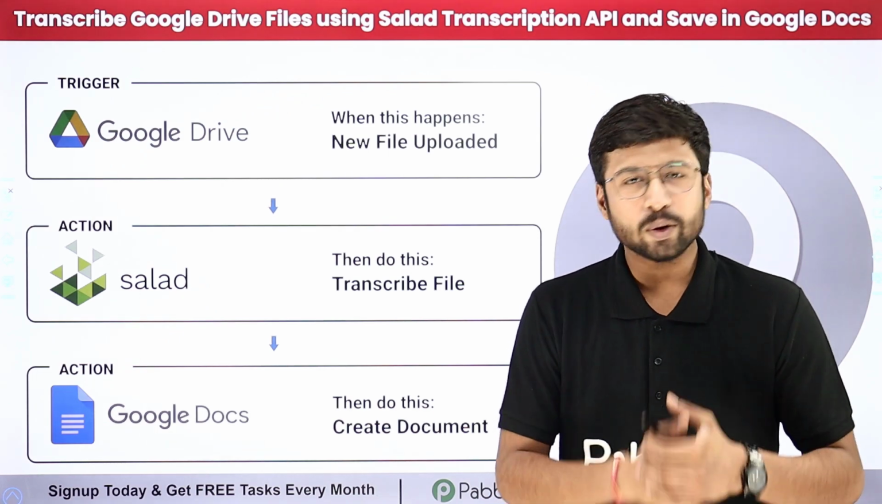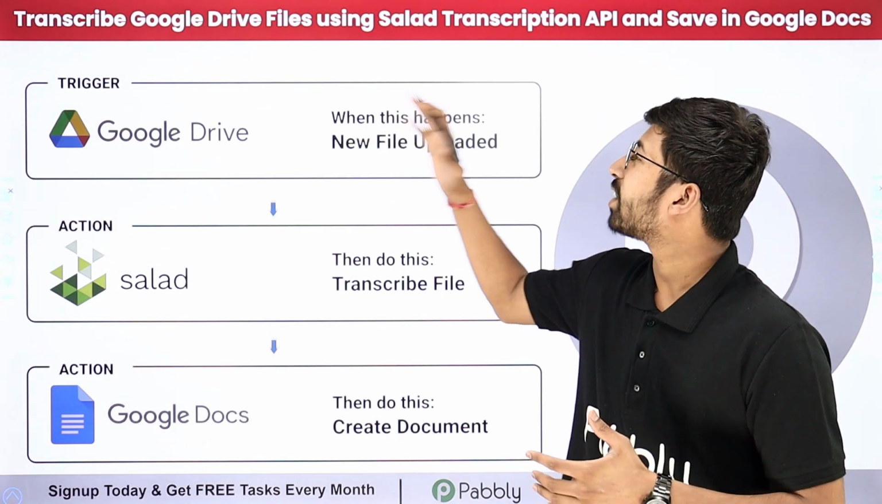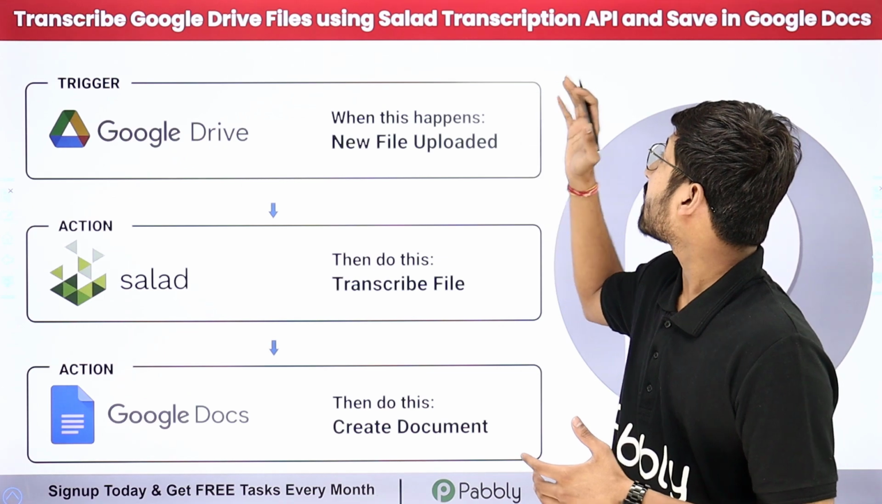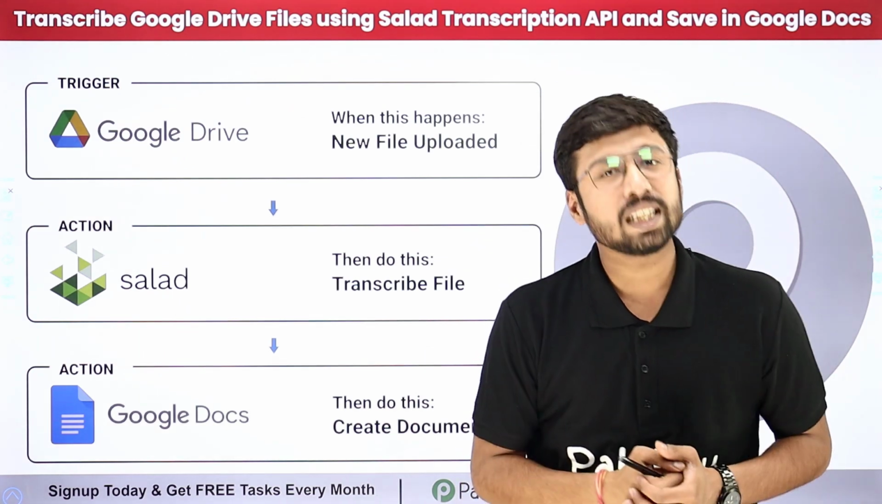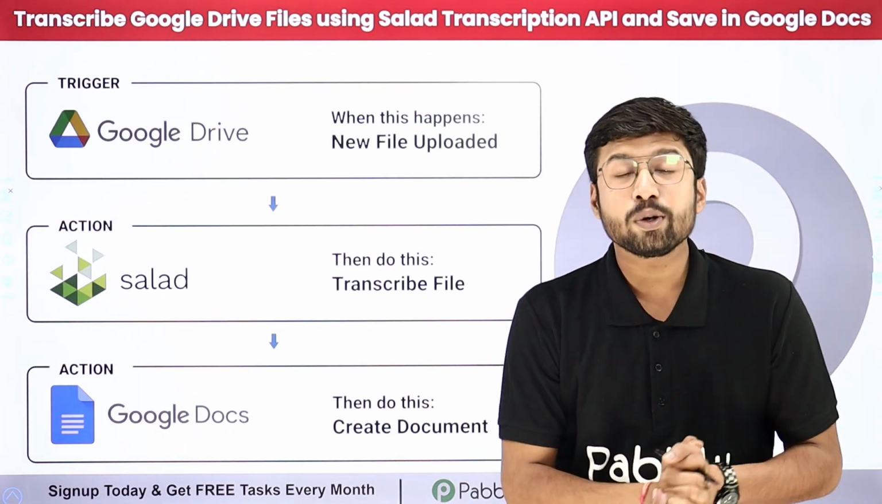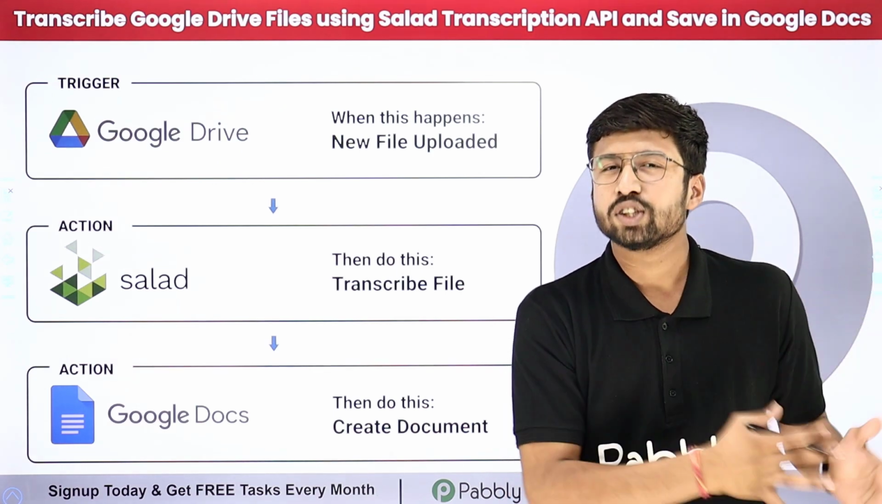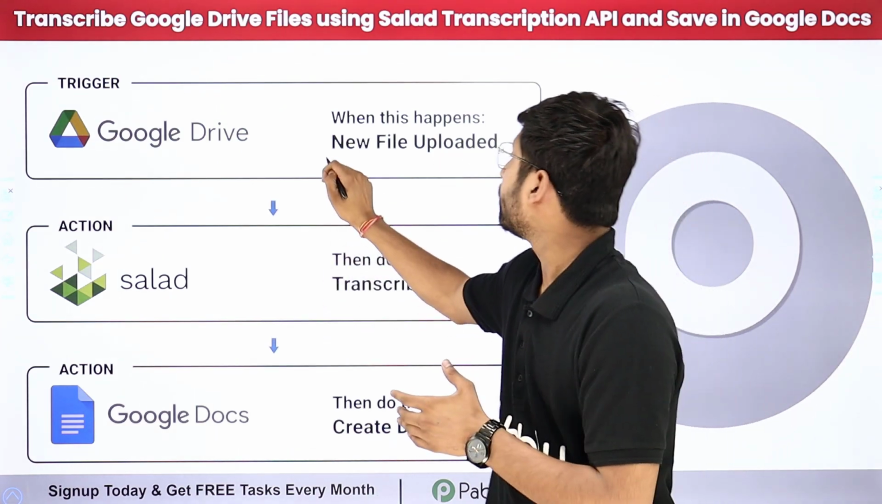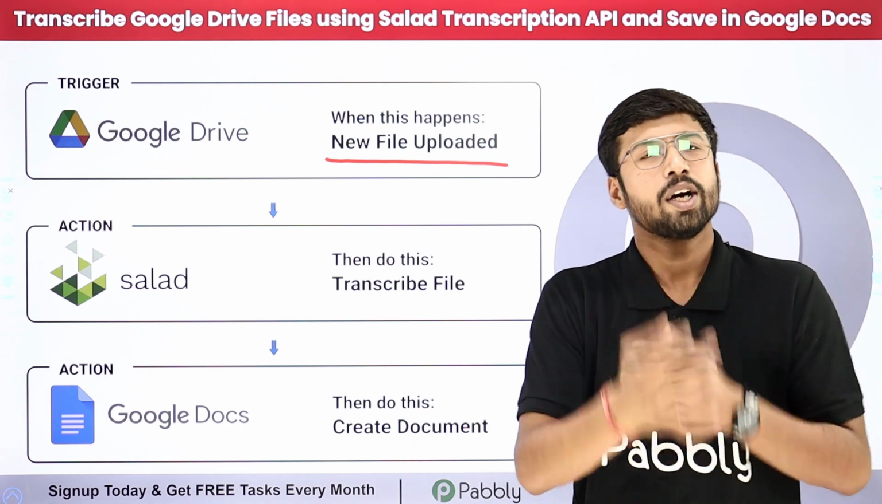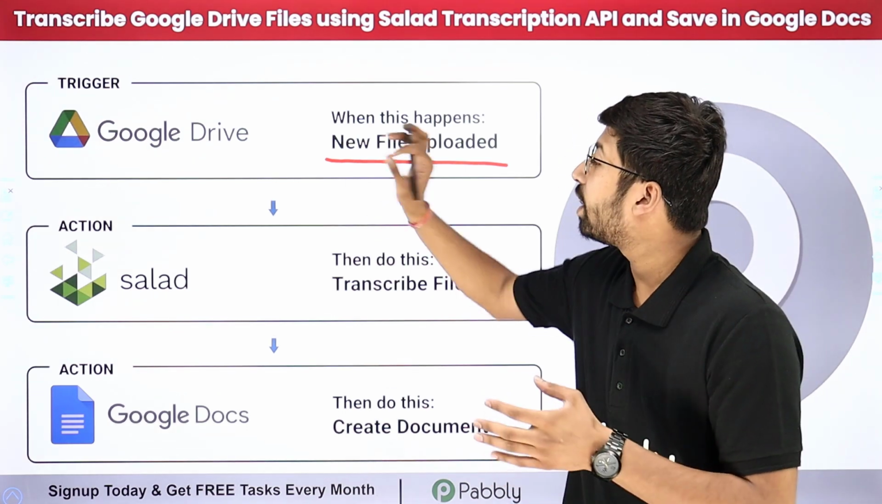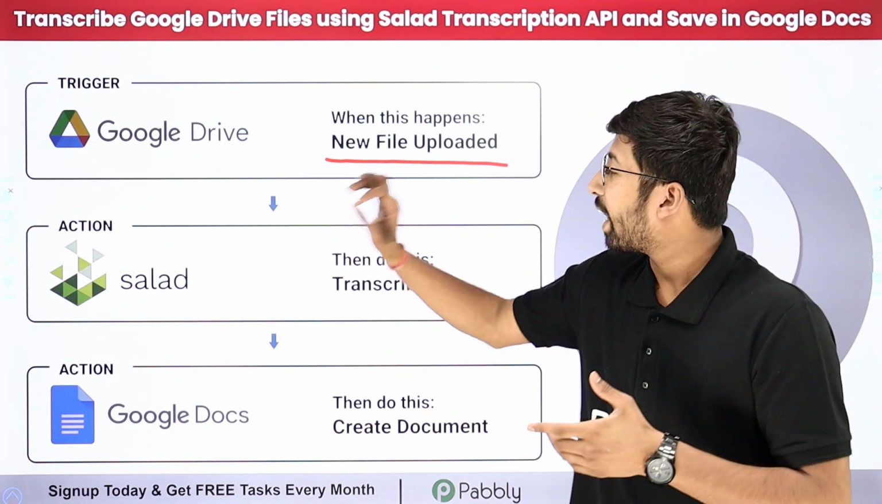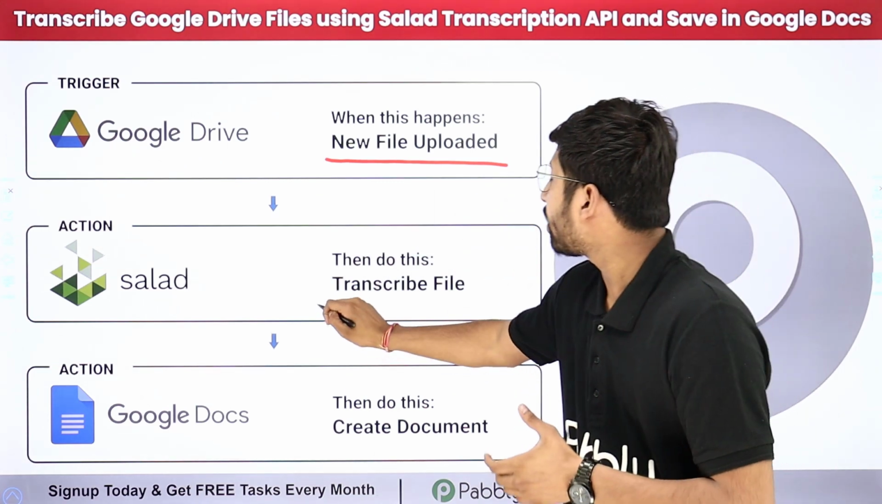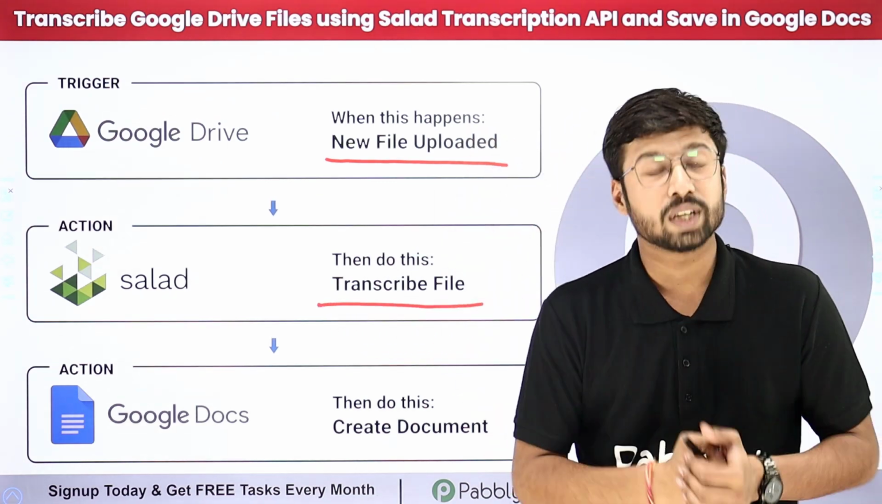So in this video, we are going to learn how to automatically transcribe Google Drive files using Salad Transcription API and save in Google Docs. So we are going to set up an automation using which just by uploading the audio or the video files in your Google Drive folder, you can automatically send that same file to Salad Transcription API, and using Salad, you can basically transcribe those files as well which we are uploading.